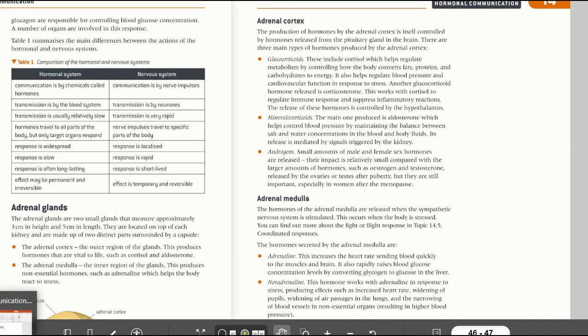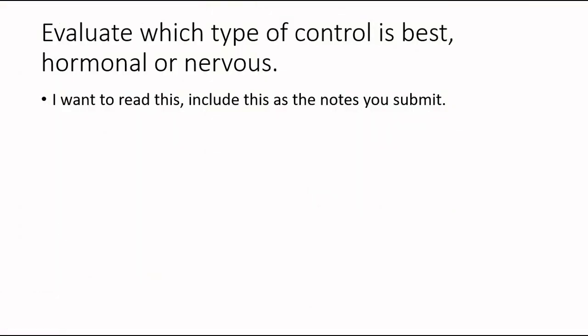So your task, I'll just put it back up for you, is evaluate which type of control is best, hormonal or nervous.